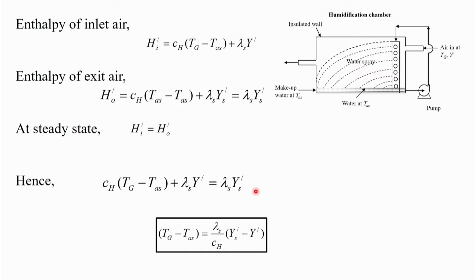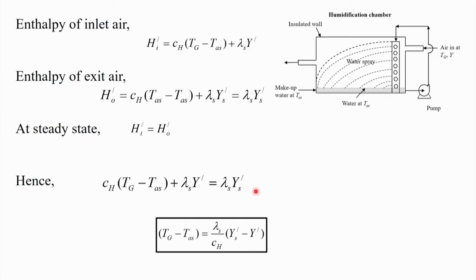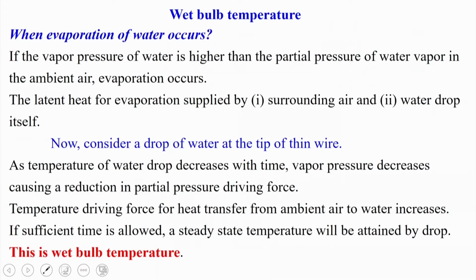This T_AS is called the adiabatic saturation temperature, where T_g is the gas temperature, or the dry bulb temperature, that is the temperature of the air in the dry condition, or without saturation. Now, we need to understand the meaning of the wet bulb temperature.